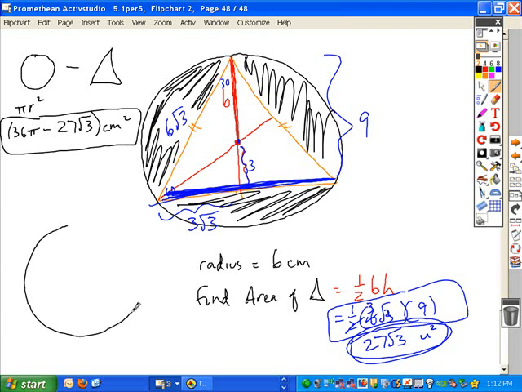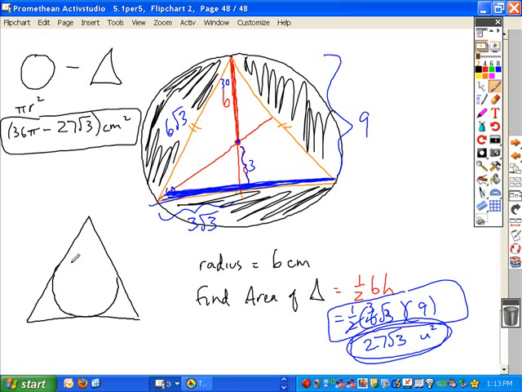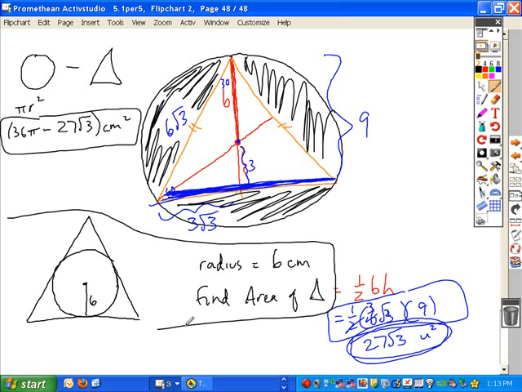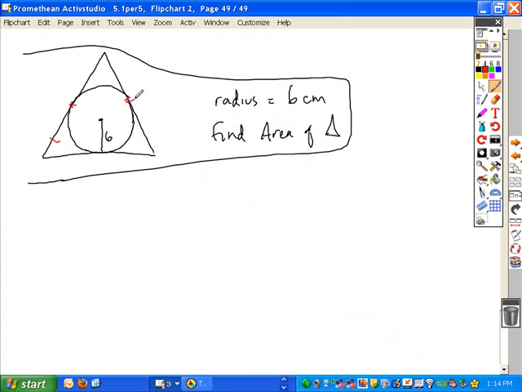Okay, I want you to see, what do you think would happen if, rather than having the circle be around the outside of the triangle, what if we had a circle that was inscribed within the triangle that had that radius of 6. What would the area of the triangle be in this case? So using the same pieces of info, what would that area be? We'll have this equilateral triangle.